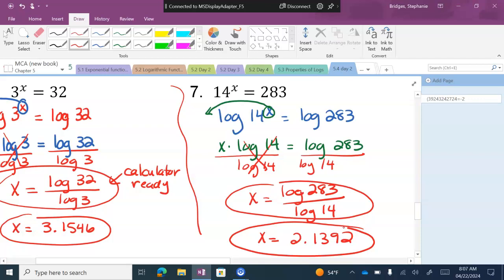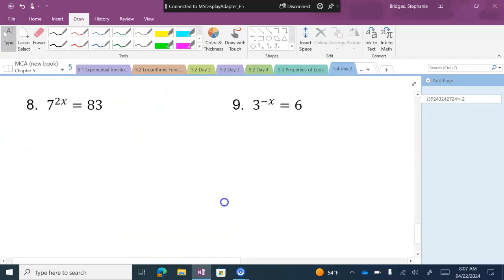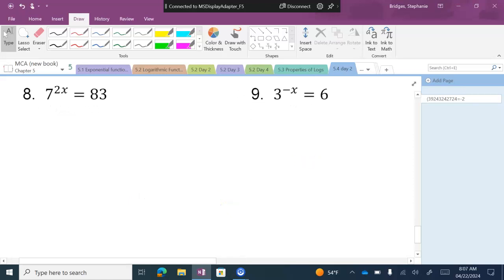That look about right for everybody? Anybody have any questions? Got just a couple more. All right, last two. I want to show you how to leave the calculator ready here for this. If you'll take a minute, write your question. Go ahead and take your logs on both sides, and then we'll talk about different calculators.